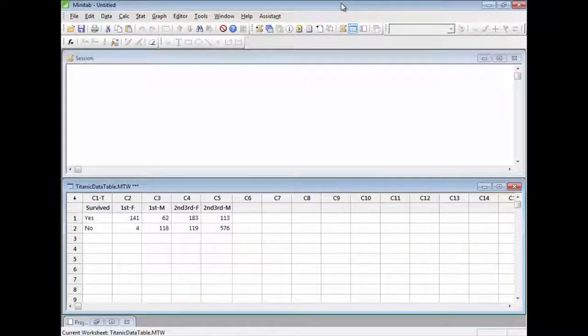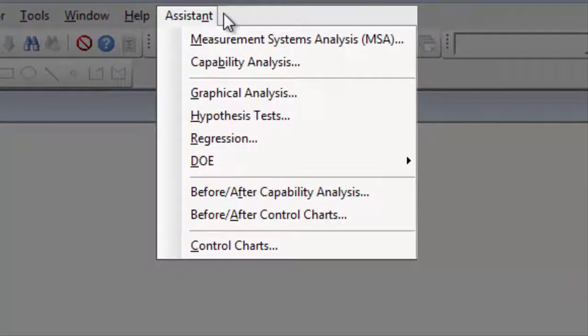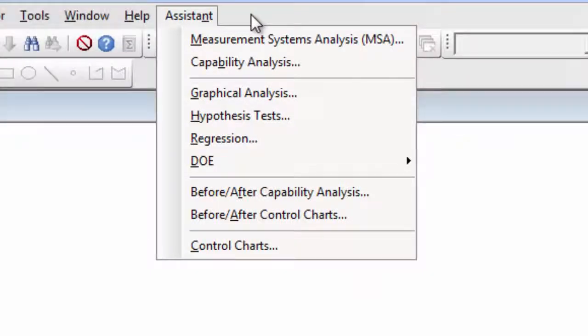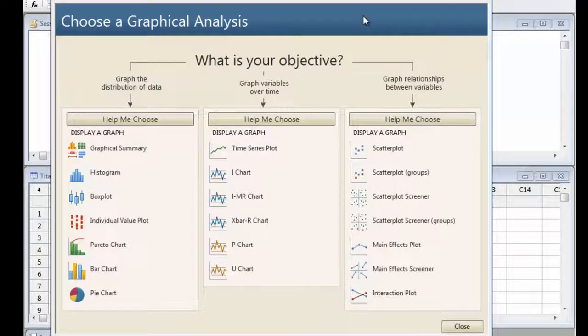A good first step with any dataset is to visualize it with a graph. The assistant is an interactive menu that guides you through performing and interpreting your analysis. Select Assistant, Graphical Analysis, then choose the graph you need. The assistant's decision tree helps you choose the right graph based on your objective. In this case, we want to compare data across categories, so a pie chart is a good choice.